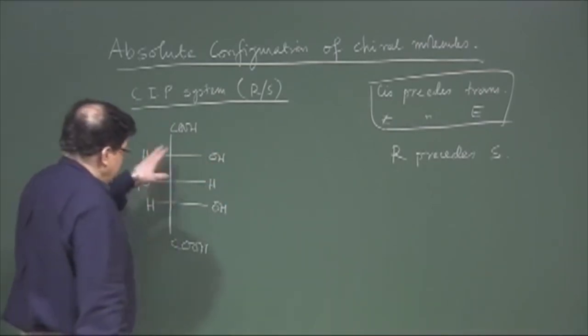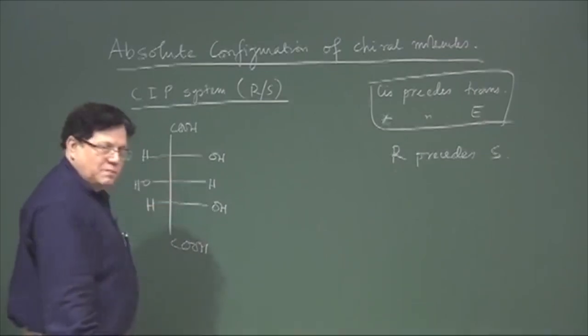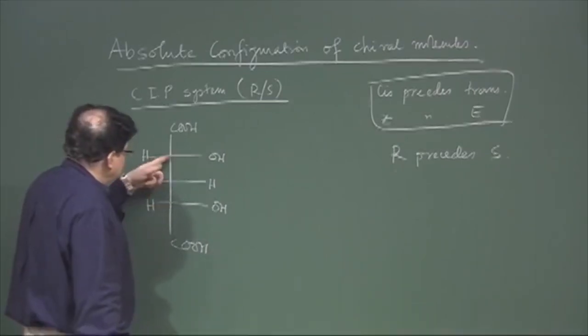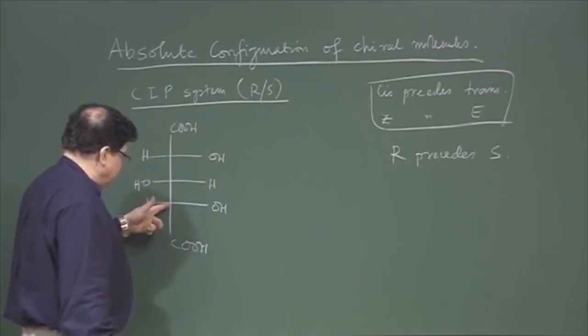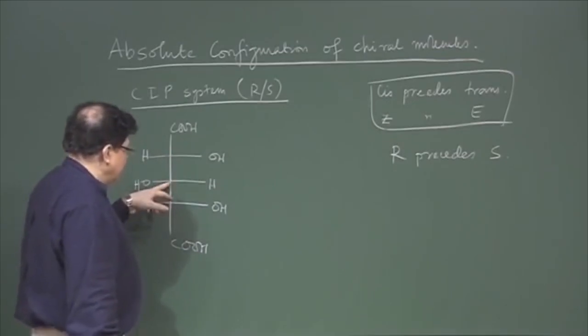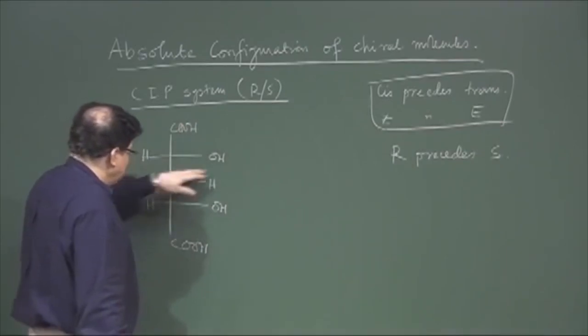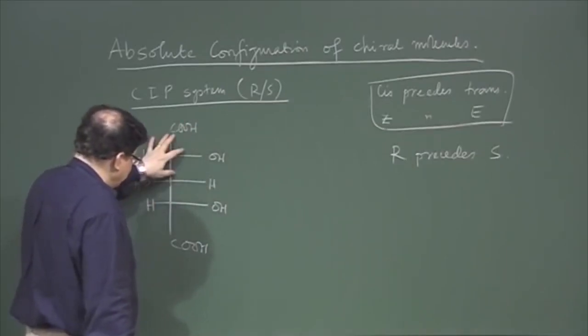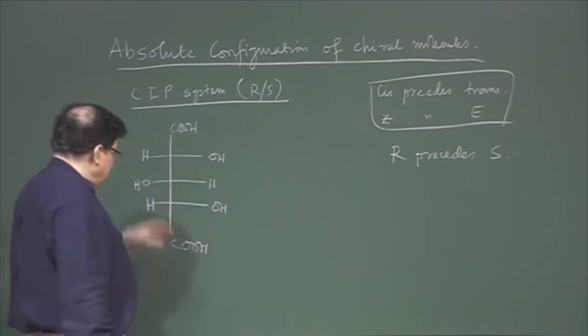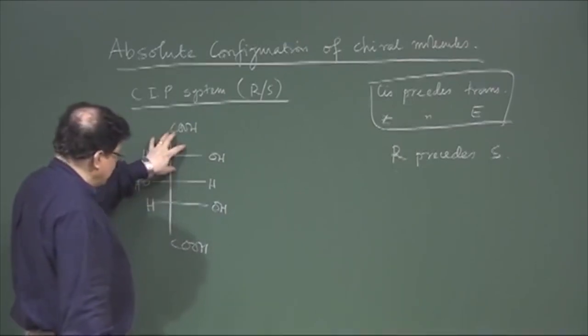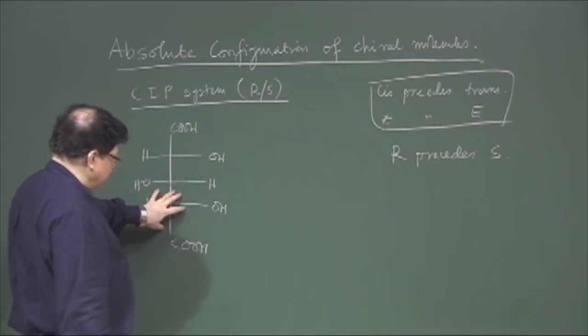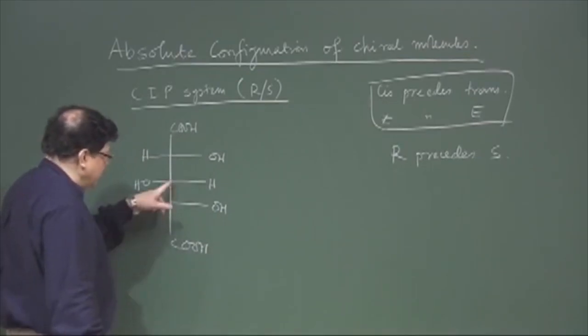Now there are 3 carbon atoms, this is definitely stereogenic, this is stereogenic, and this we are not very sure whether it is stereogenic or not, because that will depend on the configuration of this and configuration of this. This will become stereogenic when the configuration of this is not the same as the configuration of this stereogenic center, then it becomes stereogenic.